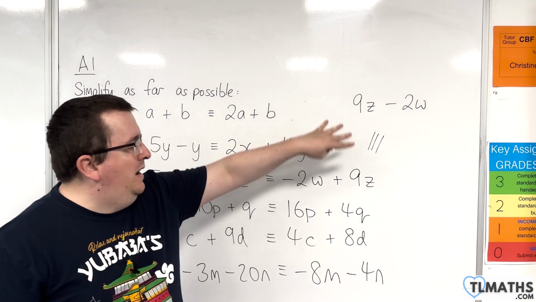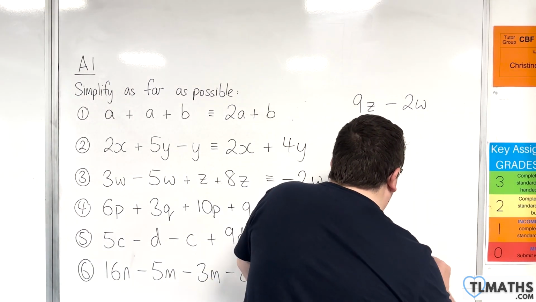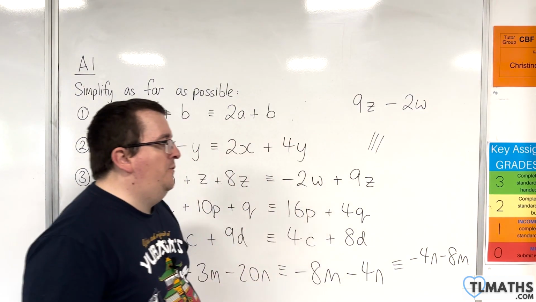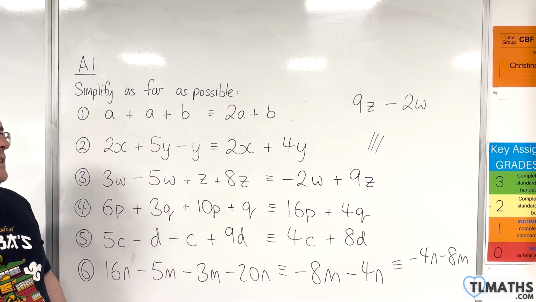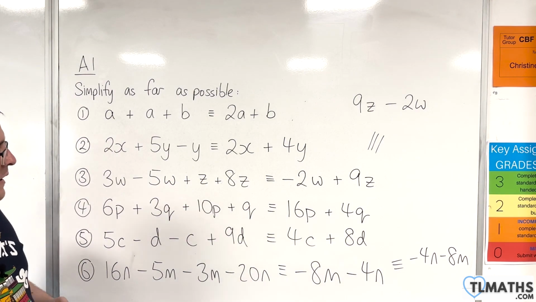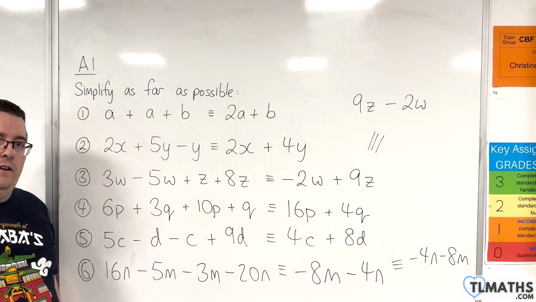And as I was saying up here, if you dealt with the n's first, then the m's, minus 4n take away 8m is a perfectly fine answer here. It doesn't matter which way round we have it. So, hopefully you're starting to build up your confidence with how we can collect like terms together.